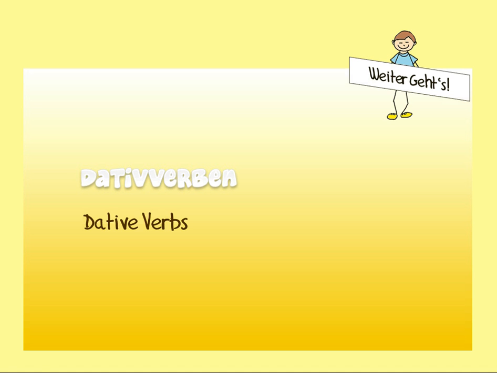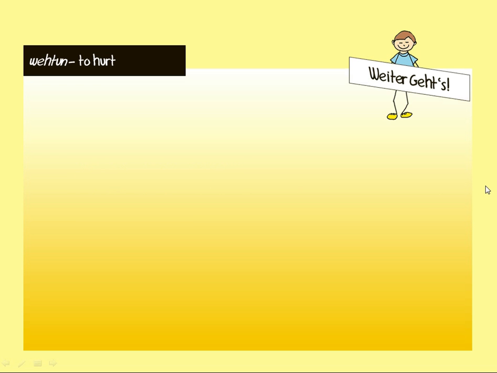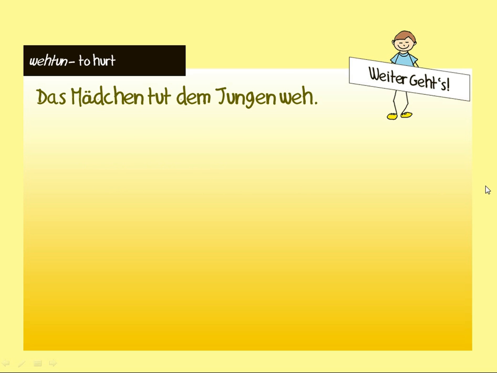So let's take a look at some examples, and I have just chosen a few for you at this point. Okay? First one, wehtun. Das Mädchen tut dem Jungen weh. The girl hurts the boy. If you look at the sentence, you see here is the subject, here's the verb, and here's your dative. Okay, so it's called a dative verb because it's followed by a dative noun or by a dative pronoun.